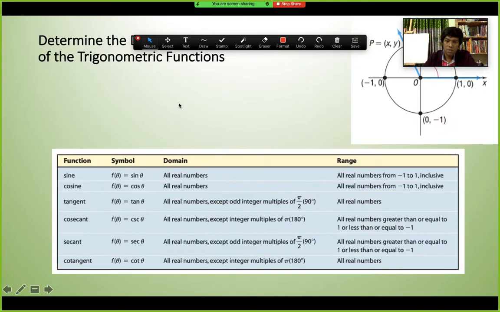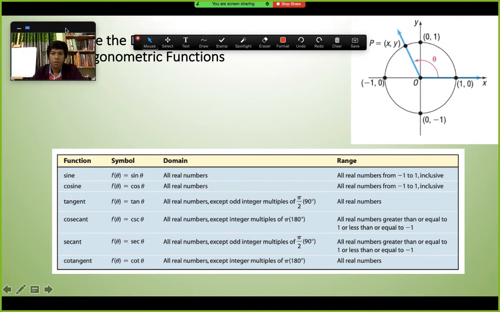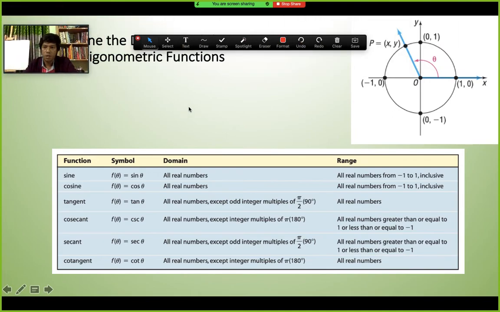And we summarized all these things that we said. For sine theta, it takes all real numbers as the domain, and the range is between -1 and +1 inclusive. Inclusive means +1 and -1 will also come. That is the range. For cosine, it is similar, sine and cosine are similar. For tan theta, at 90 degree and then 270 degree, that means odd integer multiples of pi by 2, it is undefined.